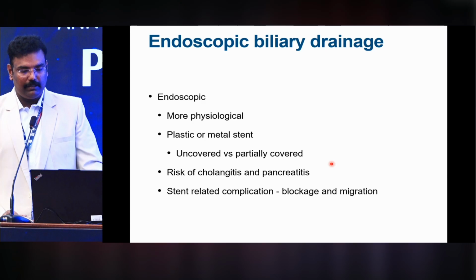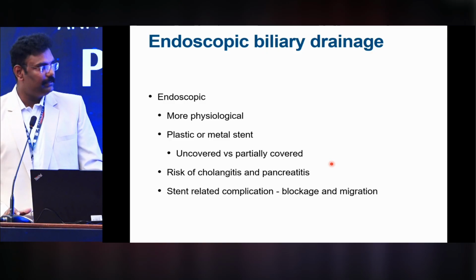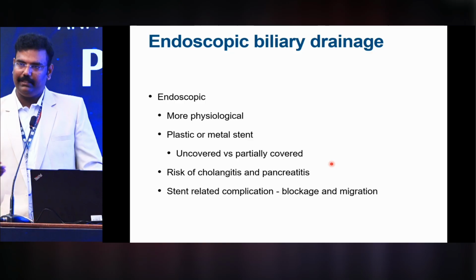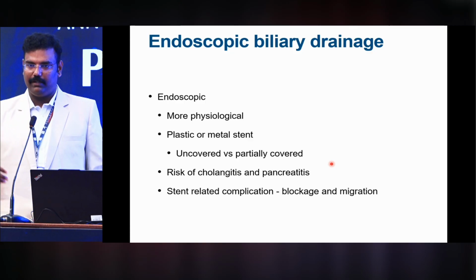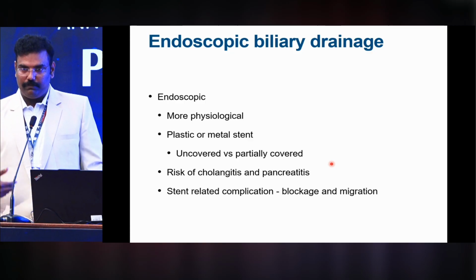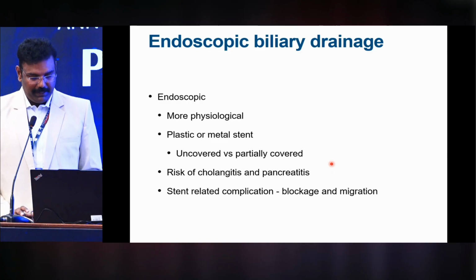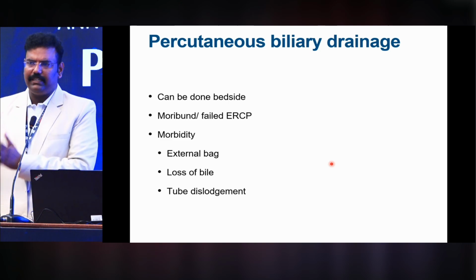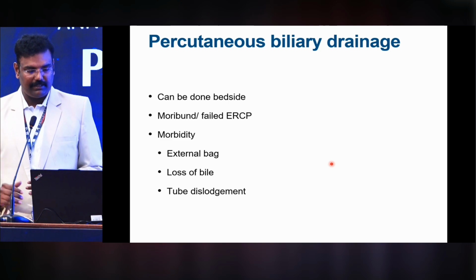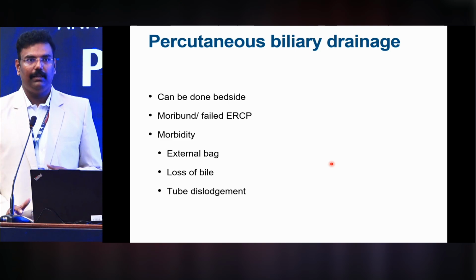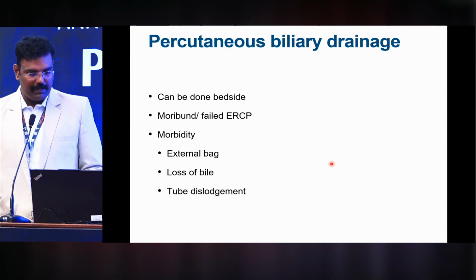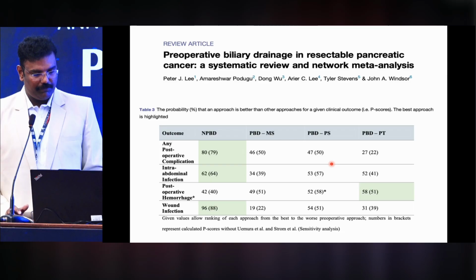Coming to the techniques of drainage, endoscopic biliary drainage is the most commonly preferred, more physiological. We can either do a plastic or a metal stent, uncovered, partially covered. Nowadays we also have EUS guided choledochoduodenostomy in suitable patients being done. Percutaneous biliary drainage is generally reserved where there is a failed ERCP or a moribund patient. We do have an issue of quality of life with an external bag, loss of bile, and then the possibility of tube dislodgement.